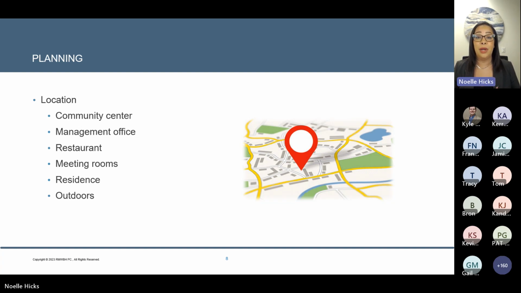But you have to take into consideration the size of the community, how many people you anticipate showing up, and the time of year. If it's near Christmas time, maybe a lot of people won't show up because people are on vacation or something like that. But those are just things to consider when you're planning for your board meeting.